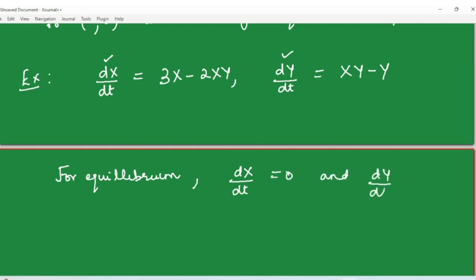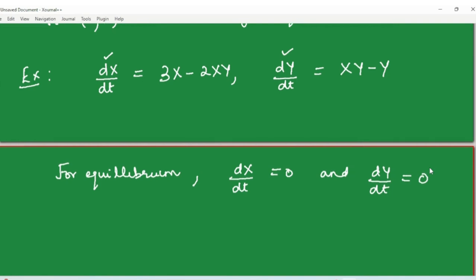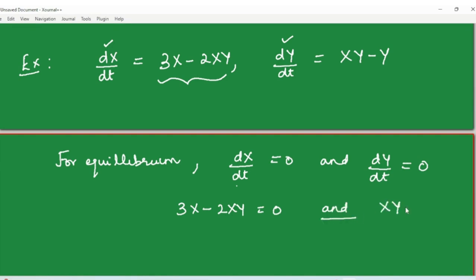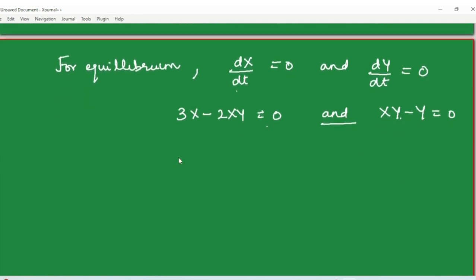So let's see what are the possibilities that we have here. When we equate dx by dt, that means 3x minus 2xy. So what do we want here? We want 3x minus 2xy to be 0 and we also want xy minus y to be 0. We want both these to be true. So looking for those x comma y such that 3x minus 2xy is 0, this has two possible alternatives. Either x is 0 or, since x is common here, y is equal to 3 by 2. These are the two options.